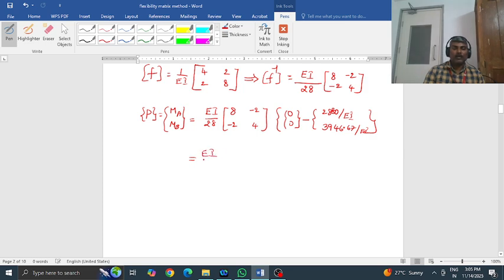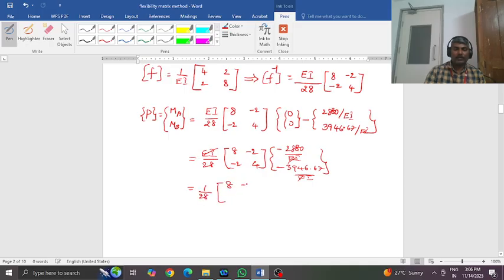Now simplifying this will give us the moment values. So EI by 28, matrix 8, minus 2, minus 2, 4, times 0 minus 2880 divided by EI, 0 minus 3946.67 by EI. EI is common, you can just take it out, so EI gets cancelled. So it is simply 1 by 28, matrix 8, minus 2, minus 2, 4, times minus 2880 and minus 3946.67.